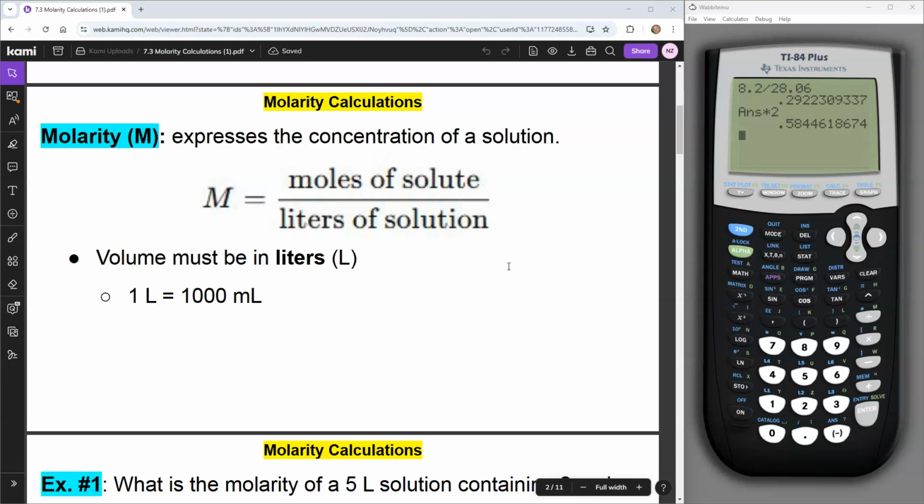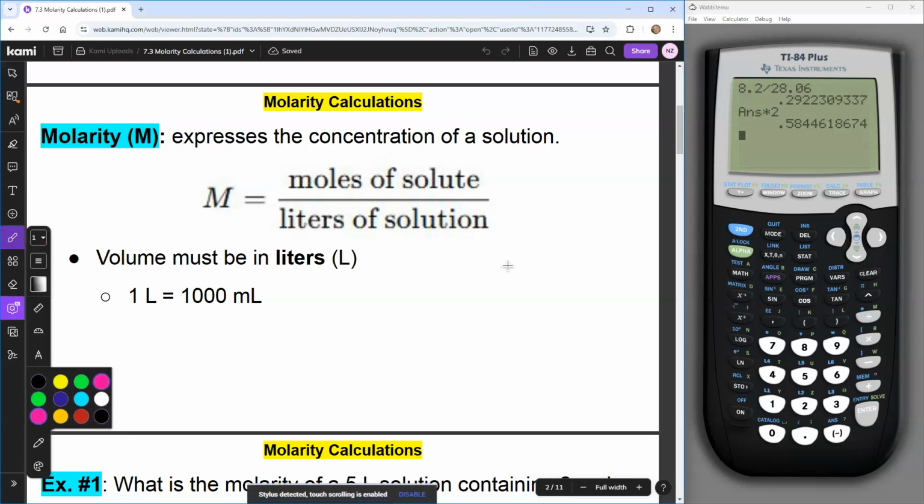Well, molarity expresses the concentration of a solution. And we measure molarity by calculating the moles of solute over the liters of solution. So the more solid we dissolve into our solution, the higher the concentration, the higher the molarity. Molarity is just the chemistry word that we use to describe concentration.